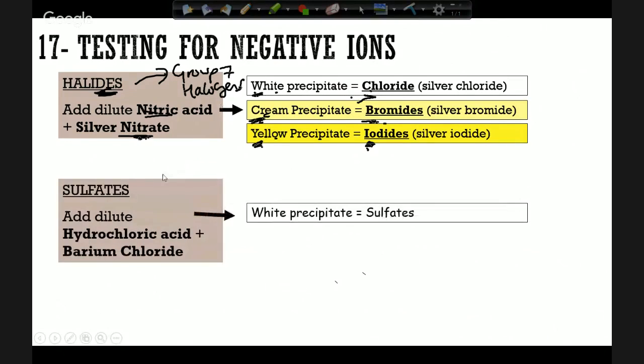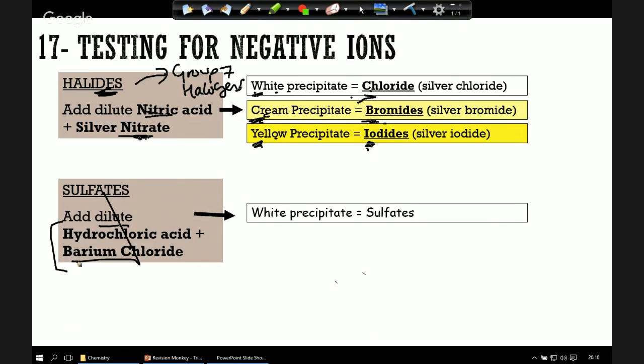We've got the sulfates then. So if you had something like calcium sulfate or magnesium sulfate, to know that it's a sulfate, you add dilute hydrochloric acid and barium chloride. So this is the extra couple of things that we add to test whether it's a sulfate. And if a white precipitate forms, that means you have a sulfate.